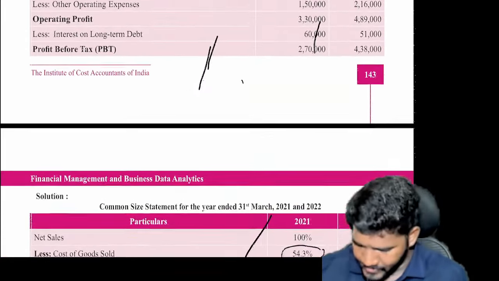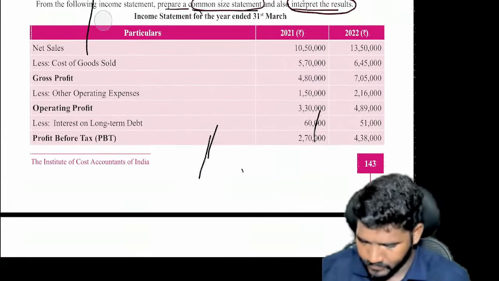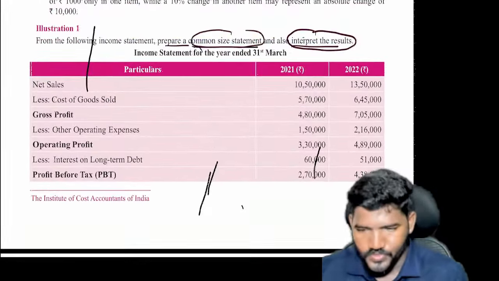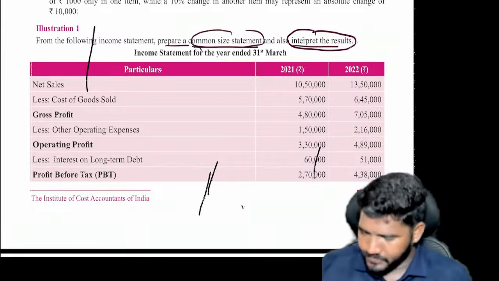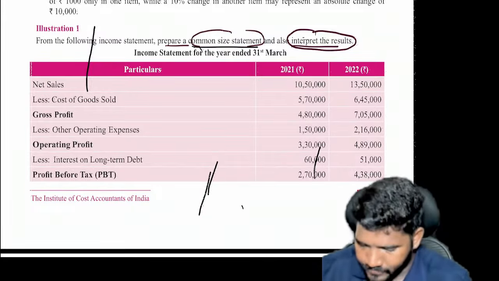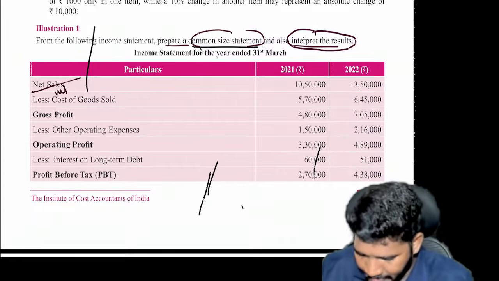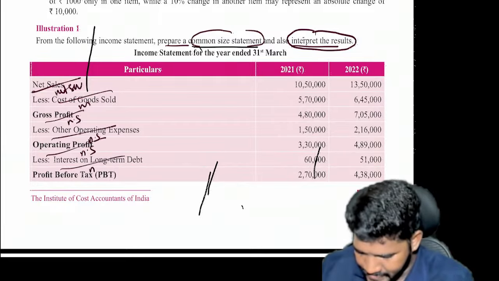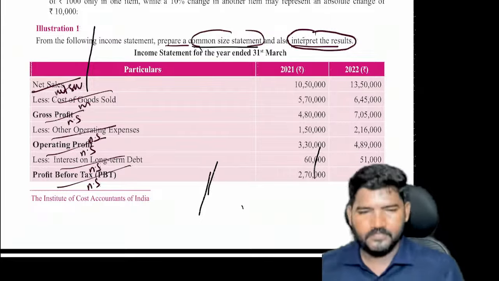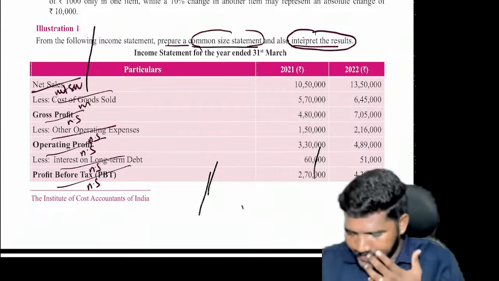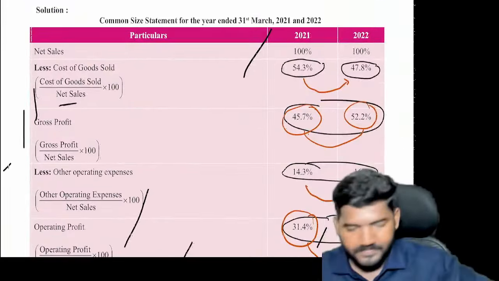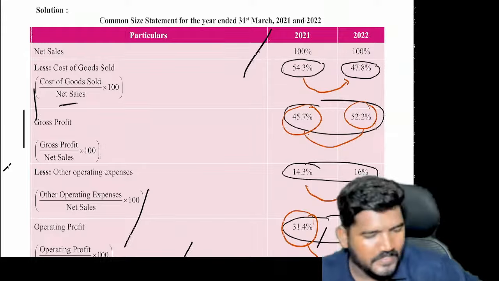That's clear. When it comes to calculation, this is the question. You have to take the entire question. In a common size statement, you have to divide everything by the net sales. Divided by net sales, divided by net sales. That's the only calculation part. Everything is divided by net sales, which is the common base. You will get percentages like this.